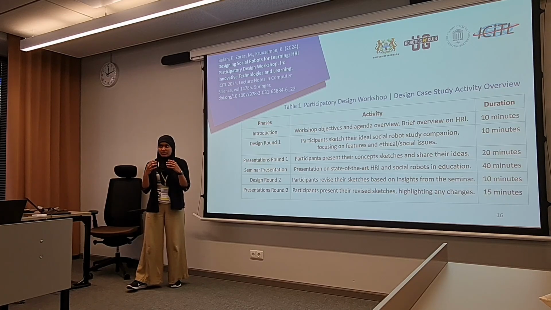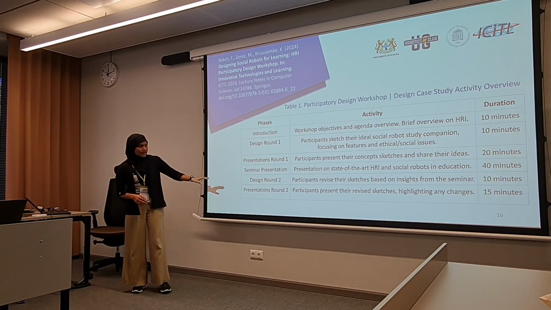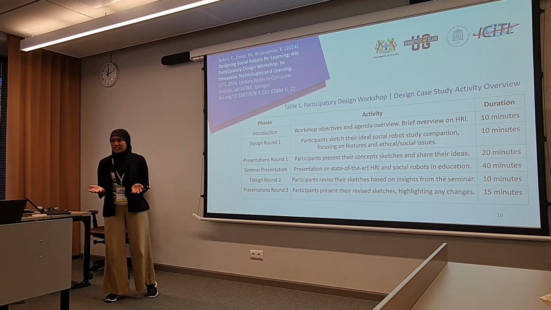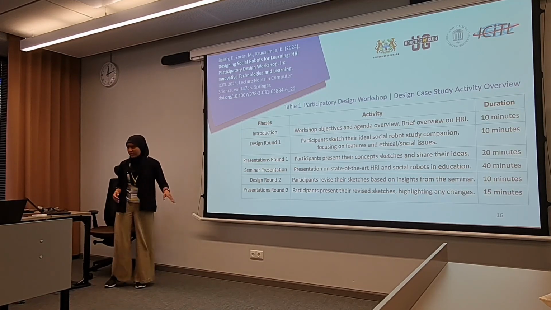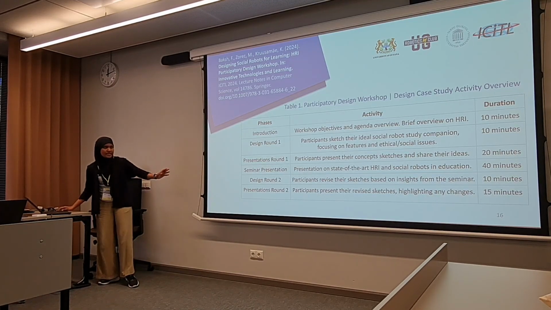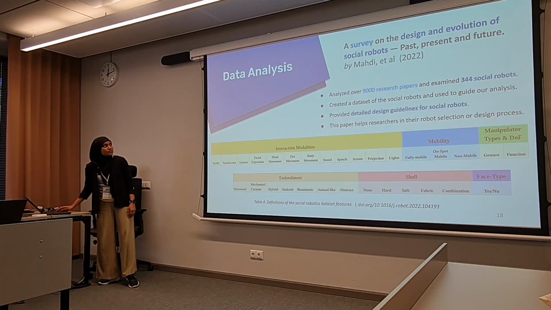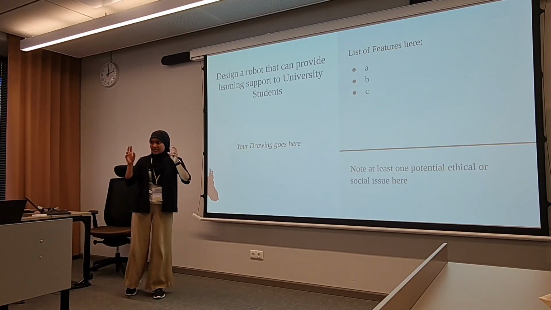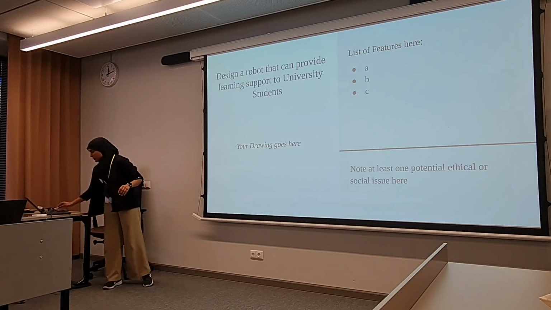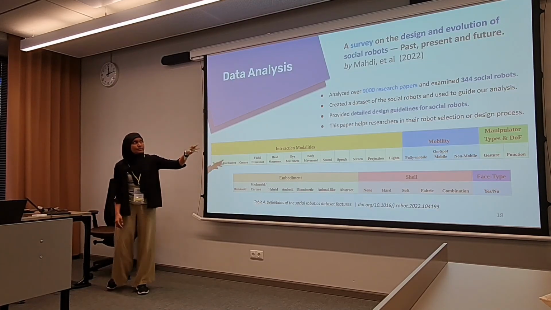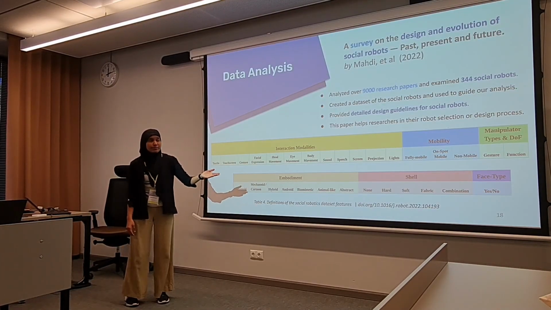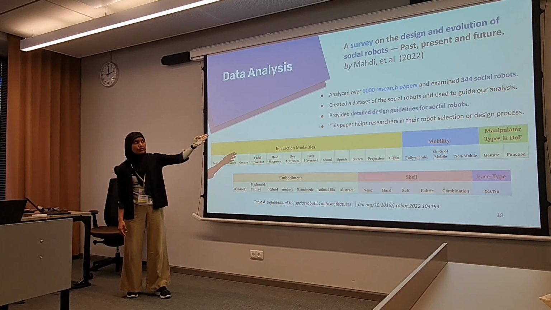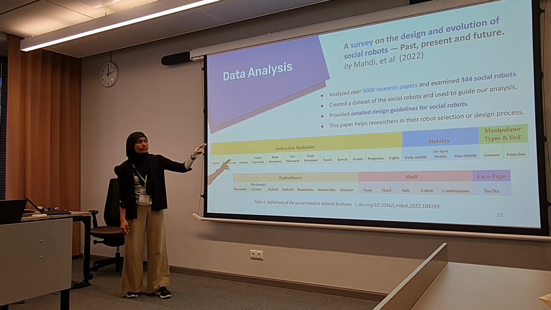And after I introduced them to the state of the art, I asked them, now go back to your sketches and see if you want to make any changes so I can get an answer to my final question. And then we just asked them to present again. So for the data analysis, remember we have a list of features on these types of social robots. Just briefly, we use this paper by Mahdi. It's a review paper, and in this review paper they examine over 344 different types of social robots.